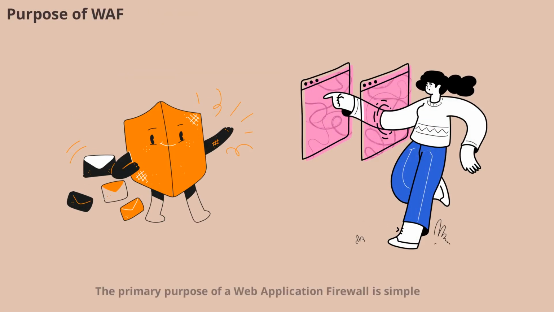The primary purpose of a web application firewall is simple: protect your website from harmful attacks. It acts as a shield, standing between your app and potential attackers. By filtering out malicious traffic, WAF ensures that only legitimate users can access your site. This layer of protection is essential for maintaining trust and keeping your data safe. Let's see how WAF achieves this in practice.